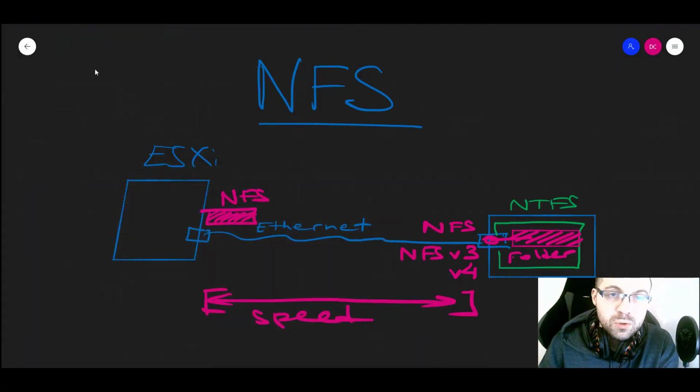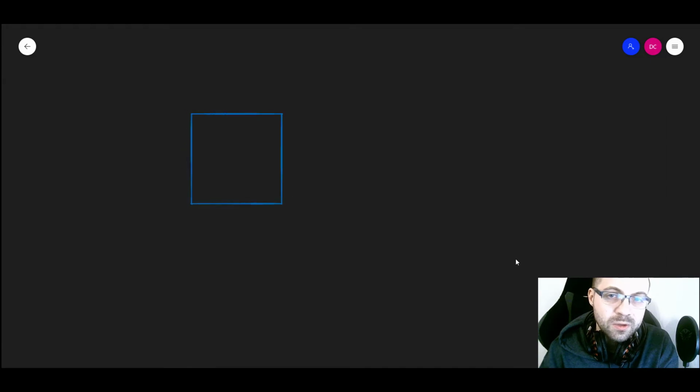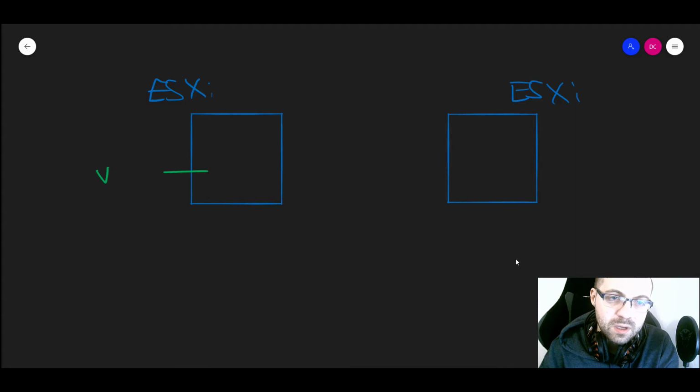So why would you want to share the storage between multiple hosts? Well, most likely for clustering purposes. Because if you were to follow what we discussed so far, if you would install ESXi, you could do it multiple times and you could have multiple ESXi servers. Each of them would run their own VMs. Here we would have VM1, here we'd have VM2, etc.